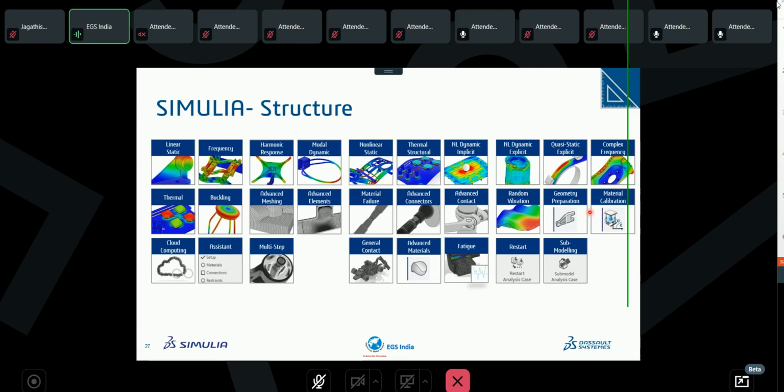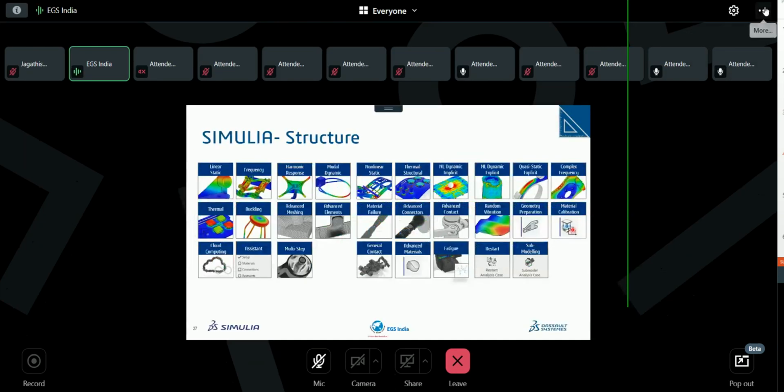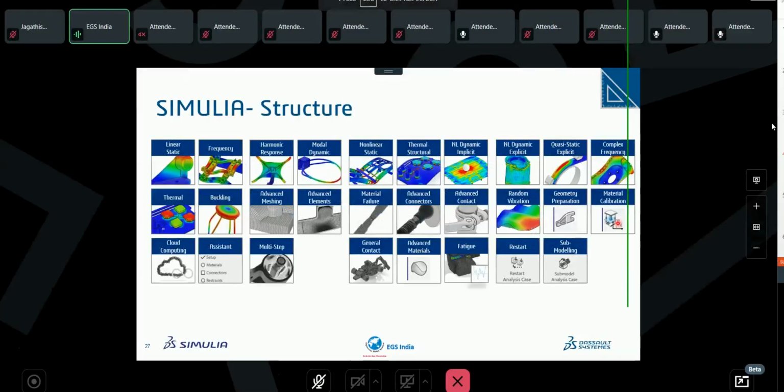This material calibration will be used to calibrate any kind of material properties. For example, you will be considering a hyperelastic material, where you will be considering the neo-Hookean model, or Ogden model, Reduced polynomial. So all these kinds of models can be used to establish the behavior of any rubber material that you are going to consider for your product. How we can finalize which particular model will be used is what this material calibration will be used for.